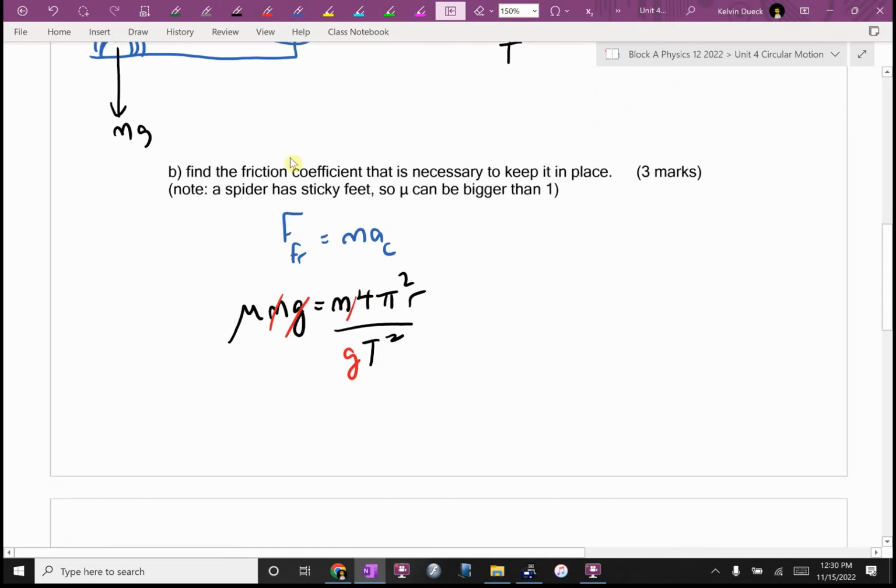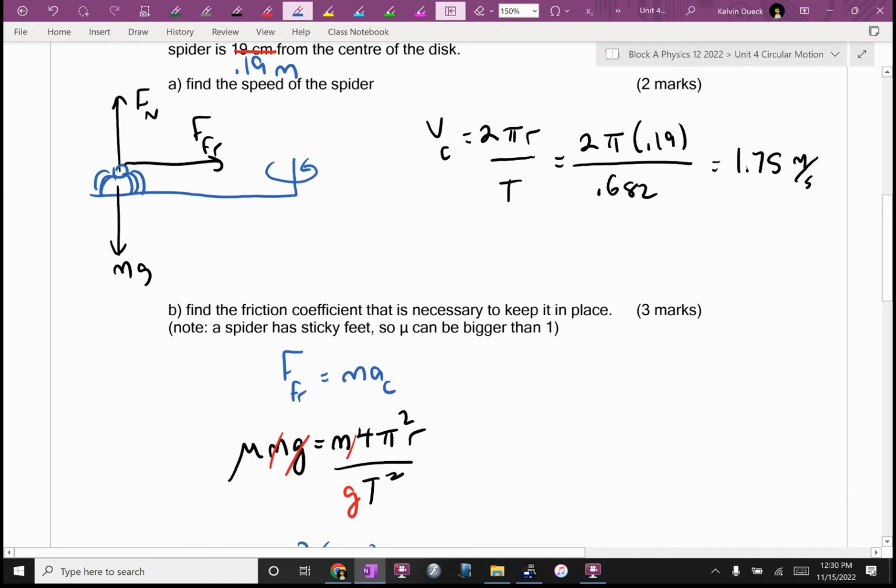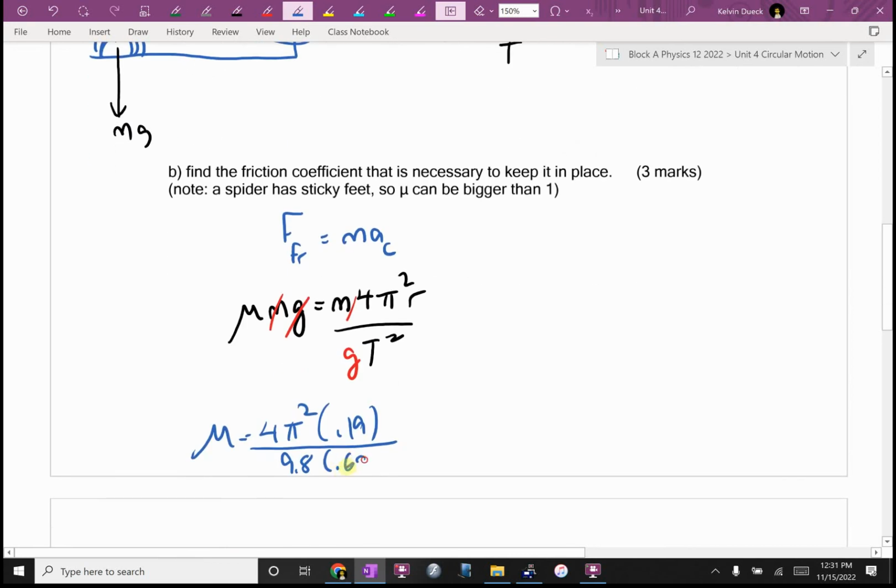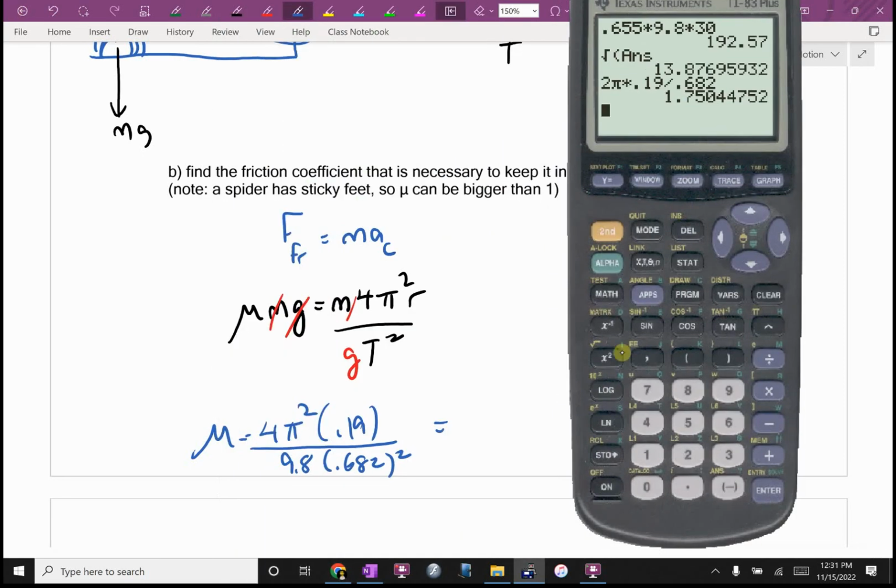Mu is going to be 4 pi squared times 0.19 divided by 9.8. What was t? 0.682. Don't forget the squared. Most common silly mistake is forgetting this last squared, because your brain has written so many squareds, you've kind of mentally done it all. You haven't. 4 pi squared times 0.19 divided by bracket 9.8 times 0.682 squared.